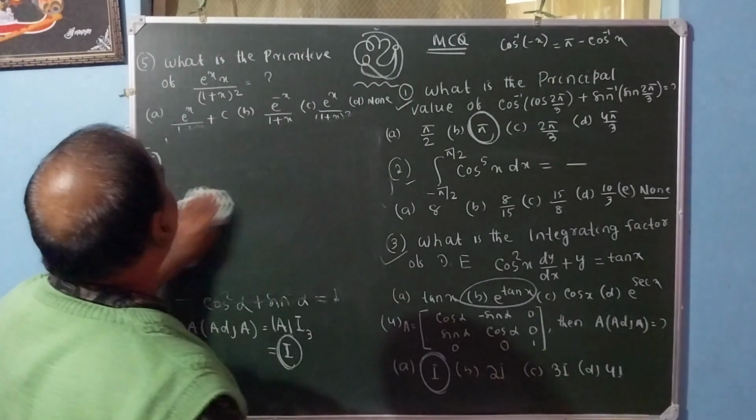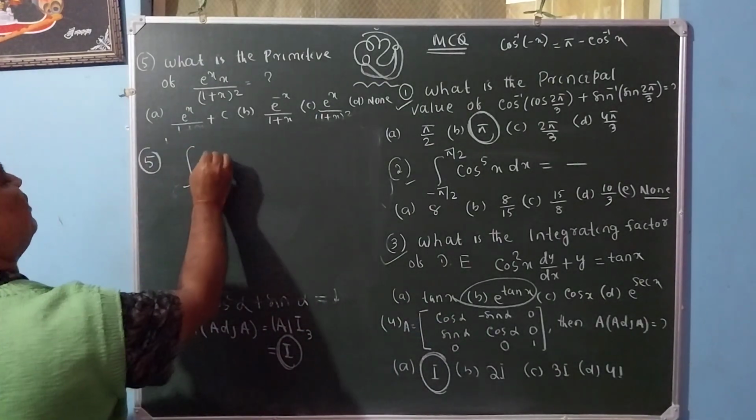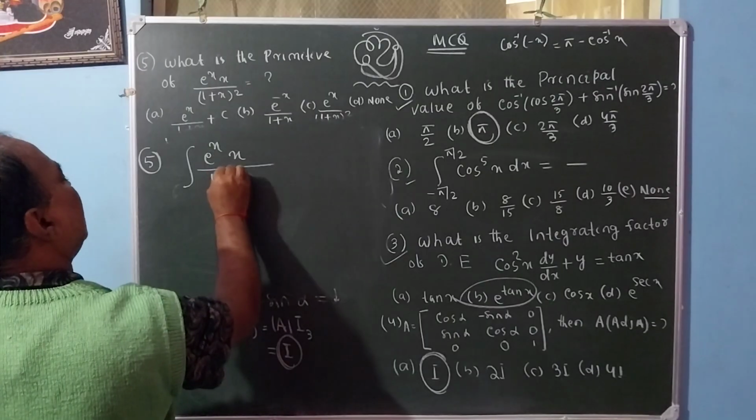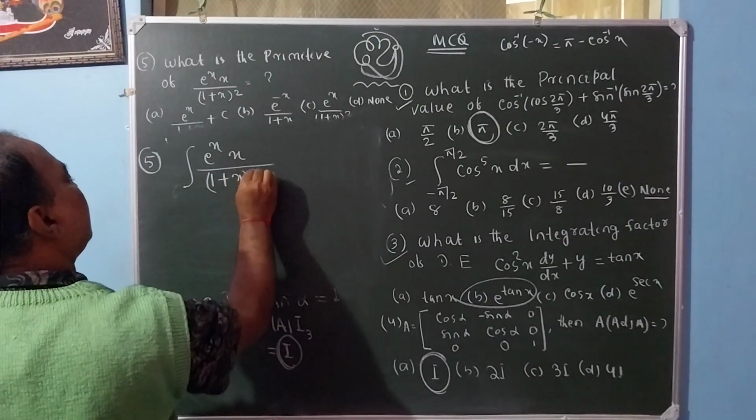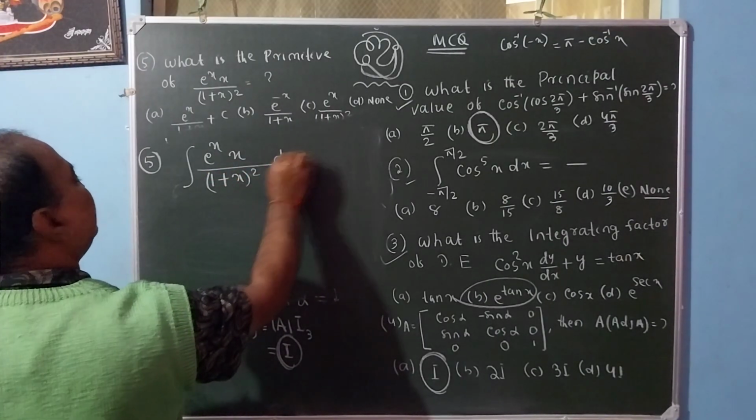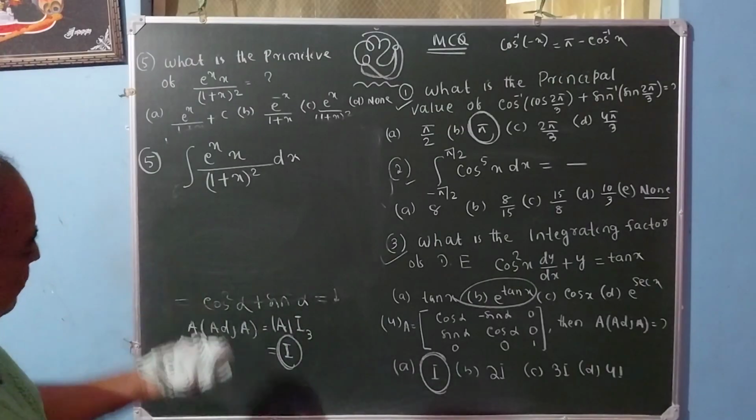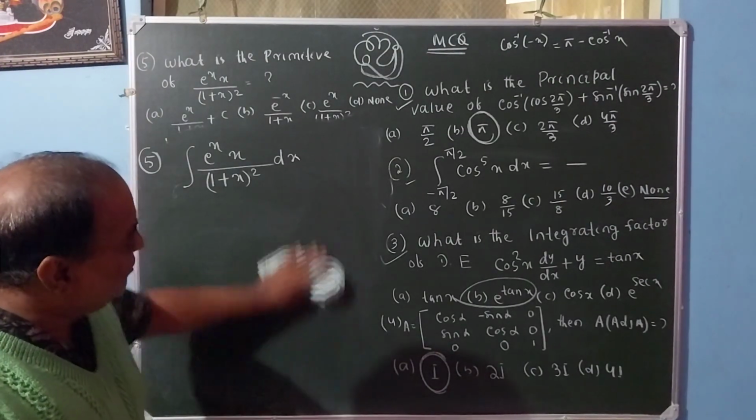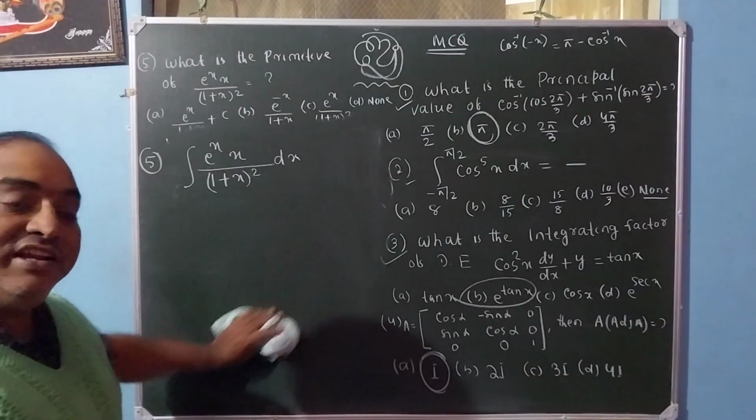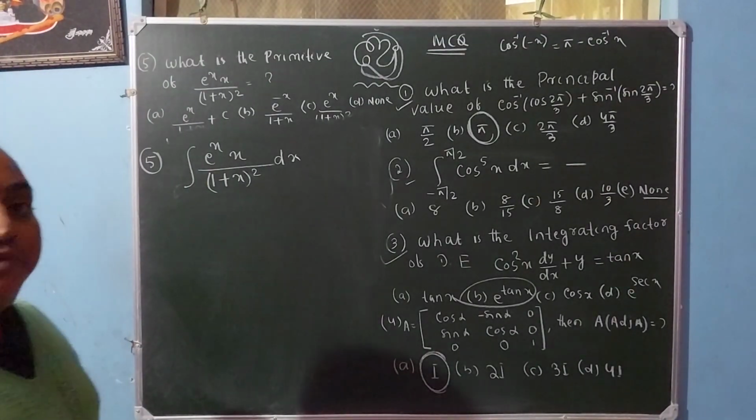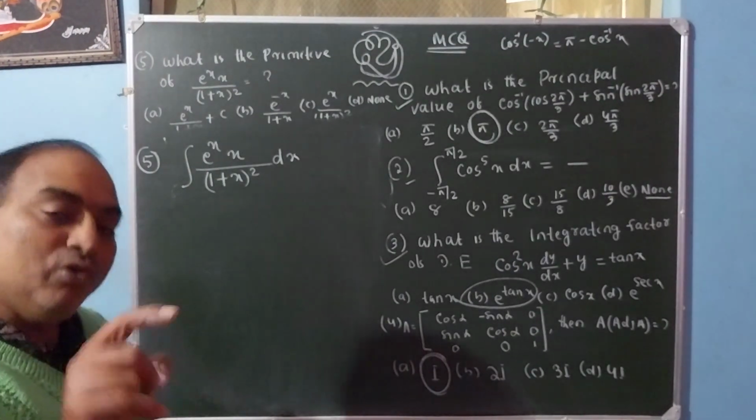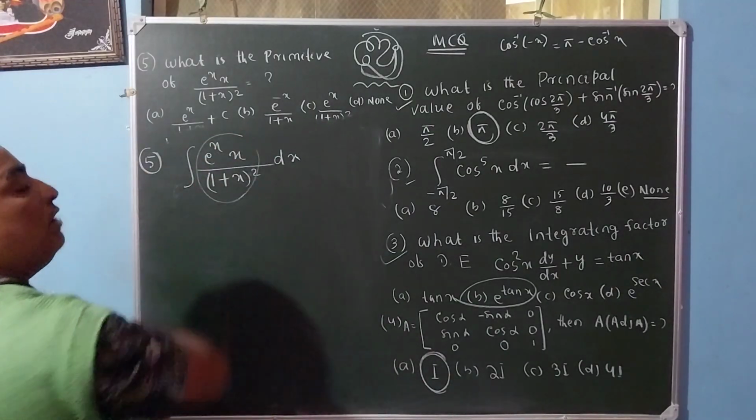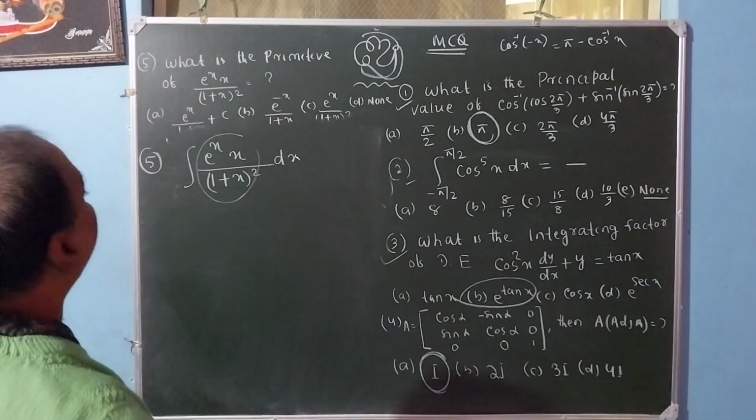So write down: integration of e to the power x into x divided by 1 plus x whole square into dx. This is the primitive. Primitive means integration or antiderivative. Integration is the process by means of which we find a function whose derivative is given. Our aim is to find out the value of the function.